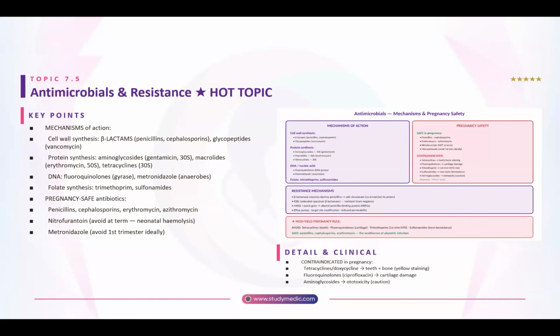Now, for your mechanism of action, your cell wall synthesis, we saw this is getting affected by beta-lactams and your glycopeptides. And for your protein synthesis, you see your aminoglycosides, macrolides, and tetracyclines. And again here for your protein synthesis, you must know your 30S and your 50S. Your 30S is your gentamicin and tetracycline, and your 50S is your macrolides. Your DNA and nucleic acid is getting affected by your fluoroquinolones, which acts on your DNA gyrase, and metronidazole, which is acting on all the anaerobic organisms.